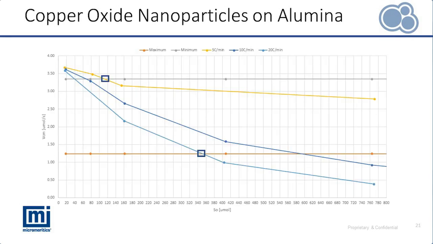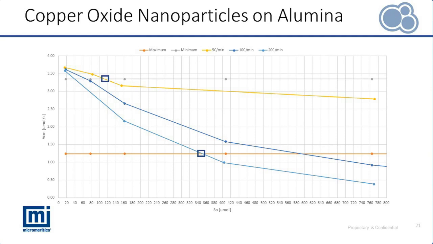To demonstrate, a plot of the maximum active gas consumed and amount of reducible species for copper oxide on alumina is shown. The initial active gas flow is 3.718 micromole per second, or 5 cc per minute. The low heating rate determines the first criteria, as it sets the lowest value for the amount of reducible species based on the minimum consumption criteria. Here, approximately 115 micromole of copper oxide would set the lower value.